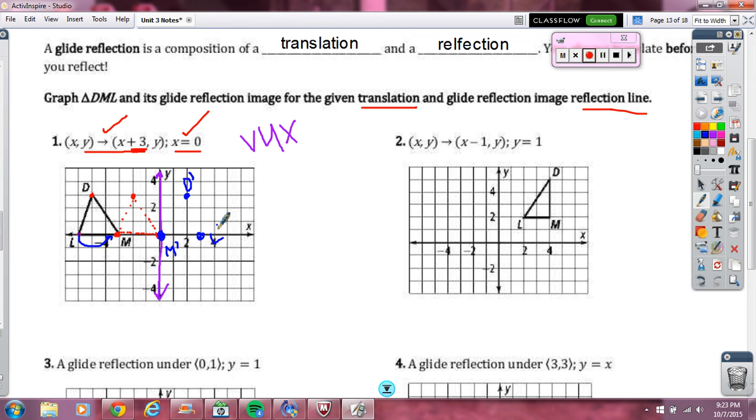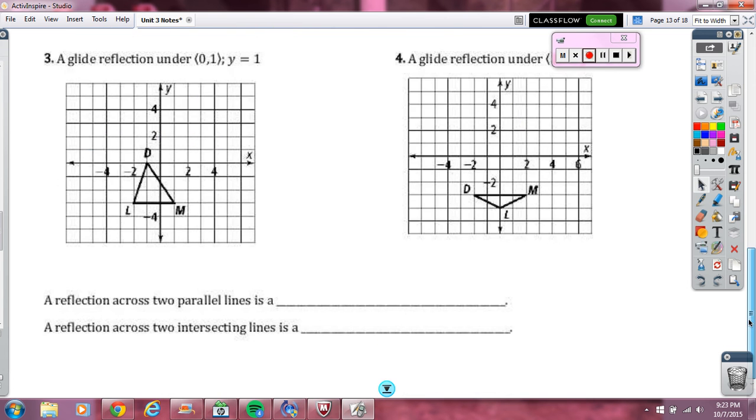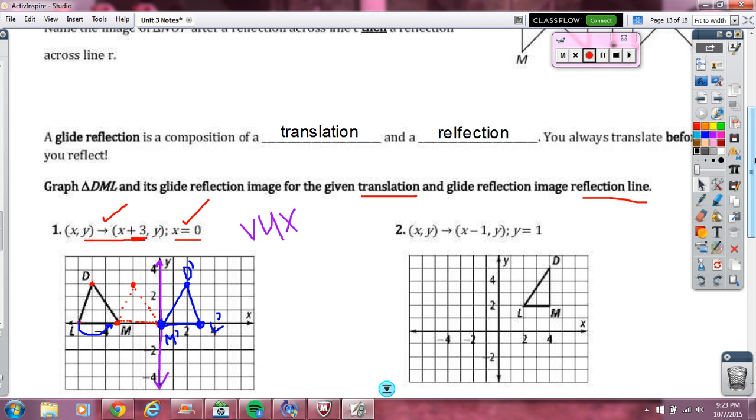So what I just drew is L prime. And I'll connect my dots. My final answer is what's here in the dark blue. To summarize, I took my original points, translated them to get the red, flipped them over the line to get my final answer, the blue, my glide reflection. I'll see you all in class where we'll finish up this practice, and you can ask any questions that you might have.